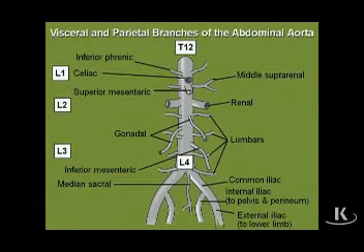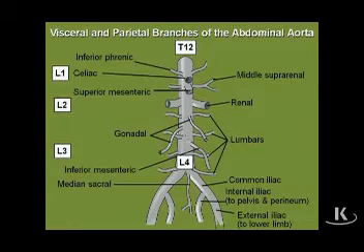And then the superior mesenteric artery comes off just below that at about the level of L1. And then the inferior mesenteric artery comes off at about the level of L3, about one vertebral level above the bifurcation of the aorta, which occurs at L4.